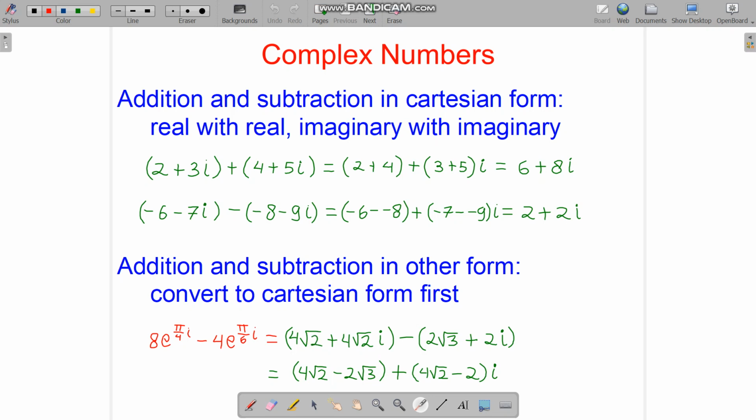After we add or subtract the real parts, root 2 minus 2 root 3, we can combine the real parts and the imaginary parts like this.